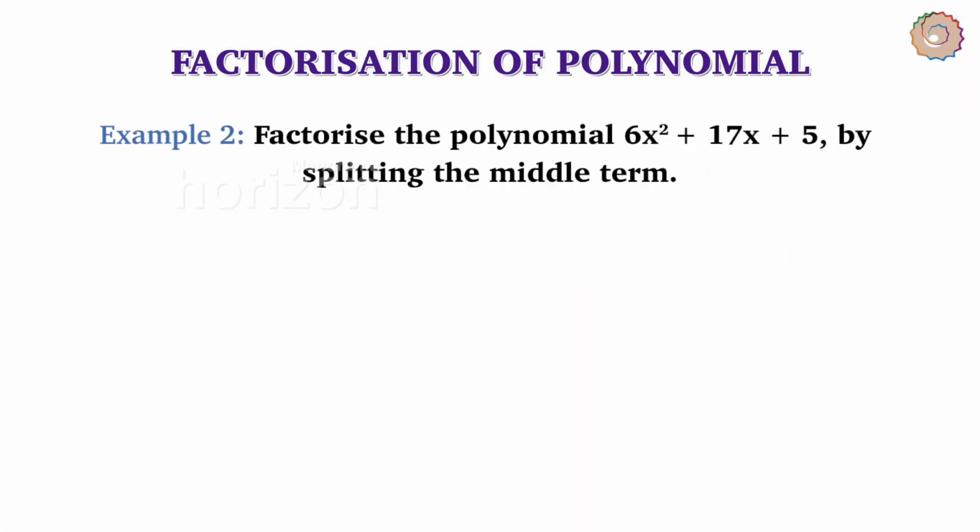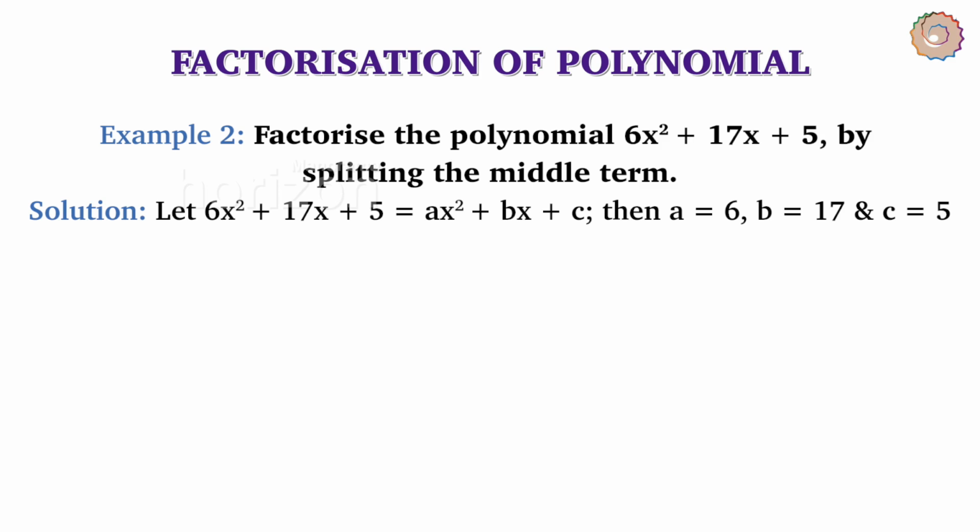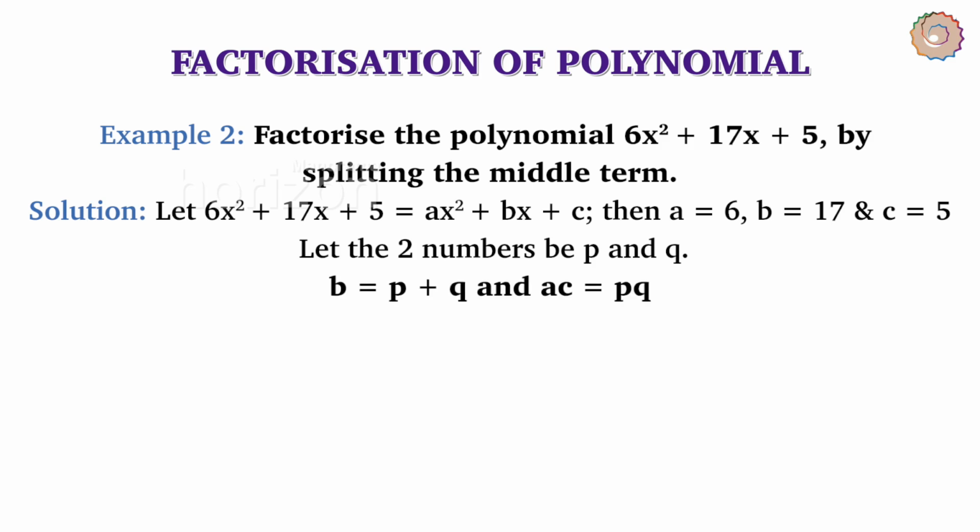Factorize the polynomial 6x square plus 17x plus 5 by splitting the middle term. Let 6x square plus 17x plus 5 equal ax square plus bx plus c. Then a equals 6, b equals 17 and c equals 5. For splitting the middle term, let the two numbers be p and q such that b equals p plus q and ac equals pq. That is, 17 equals p plus q and 6 into 5 equals 30 equals pq.